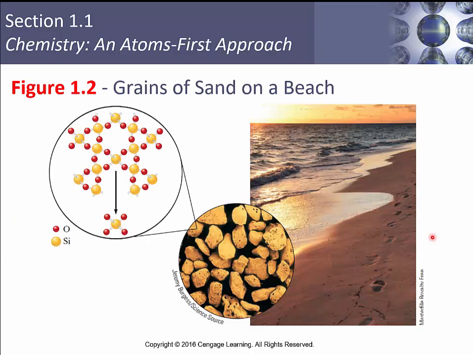So let's look at grains of sand on a beach. Each of those individual grains of sand is made up of atoms. In this case, it's atoms of silicon and oxygen, it's SiO2, in a network solid. So even though we've got billions and billions of grains of sand on the beach, then we've got even smaller components. Those are individual atoms.